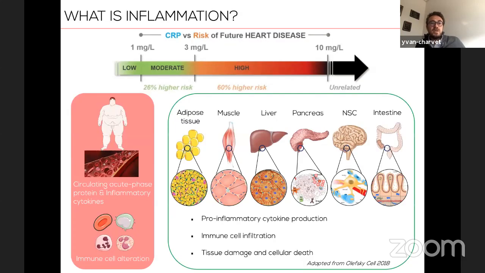So what exactly is inflammation? Inflammation is usually based on the CRP, when you have a level of CRP higher than 2 milligrams per liter in the blood. But it's not that simple. We all know that there is a change in the inflammatory cytokines in the blood of the patient. There is also immune cell alteration. And you also have a local or tissue inflammatory response depending on the disease, which is most of the time associated with immune cell infiltration. And as Connor and Ed introduced today, tissue damage and cellular death are probably a key event in the inflammatory response of the tissue.